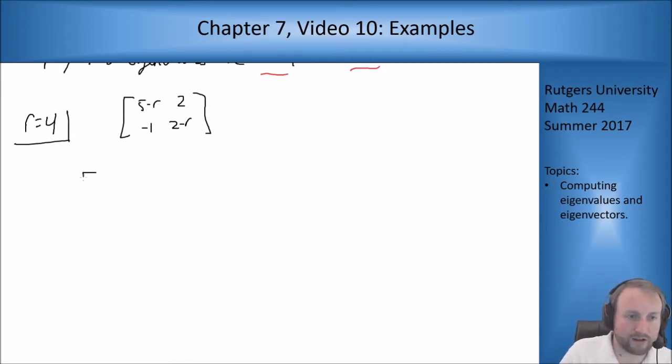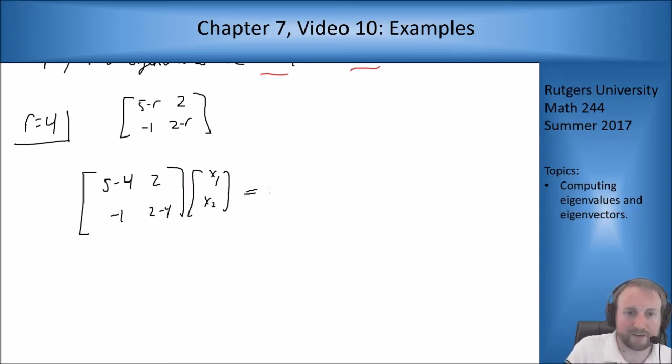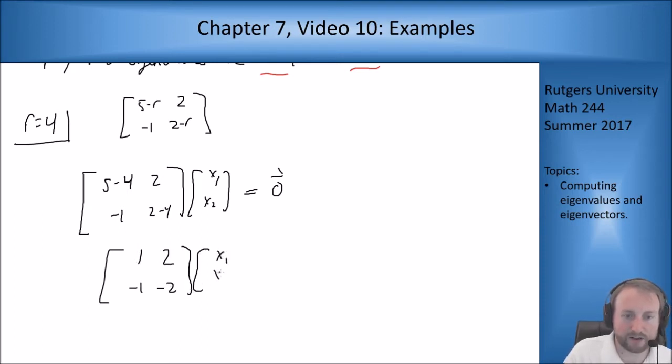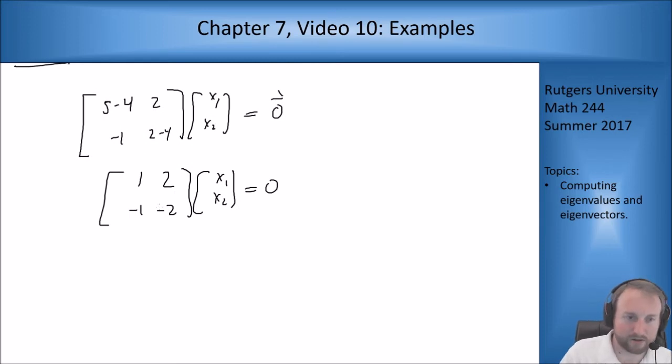So I want to look at 5 minus 4, 2, minus 1, 2 minus 4, times a vector x1, x2, and I want this to be the 0 vector. So this turns into 1, 2, minus 1, minus 2, times x1, x2 equals 0. So now let's write out the two linear equations that we get from this that we're trying to solve. So I see x1 plus 2x2 equals 0, and negative x1 minus 2x2 equals 0.